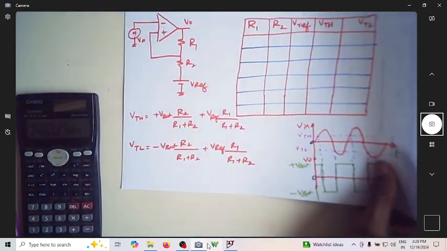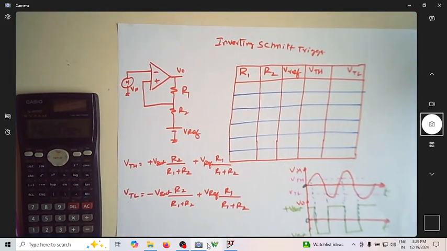Let us move on to another circuit where you have an inverting Schmitt trigger. So let me just rig up this circuit over here.